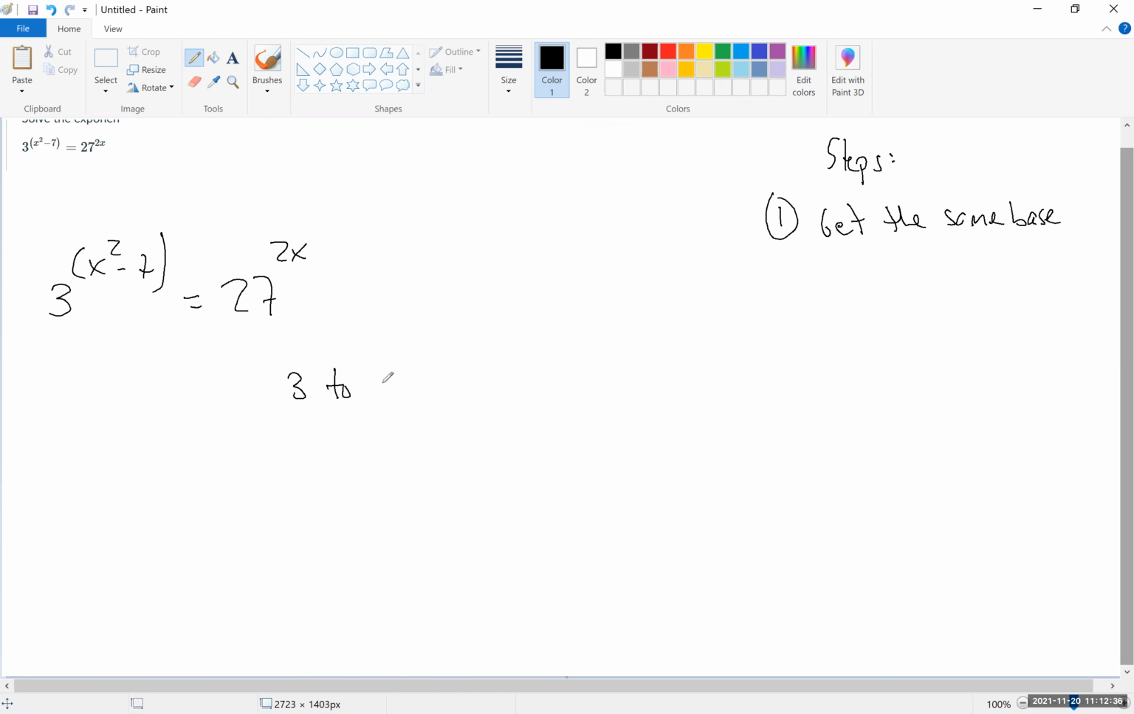3 to what power is 27? Okay, sometimes we'll have to manipulate both bases, but on this one, since 27 can be written as a base of 3, we're okay. But we'll show an example of that.